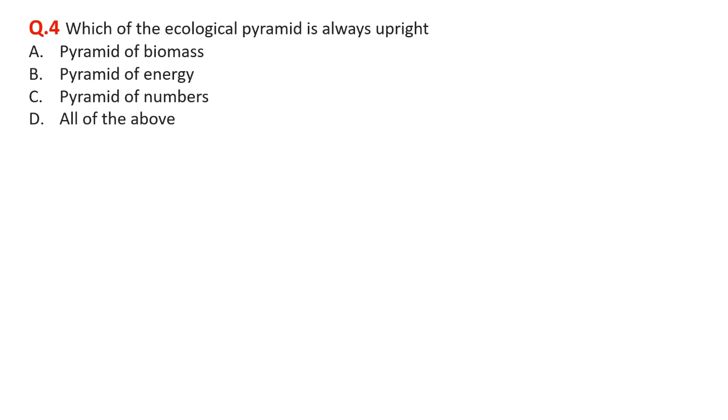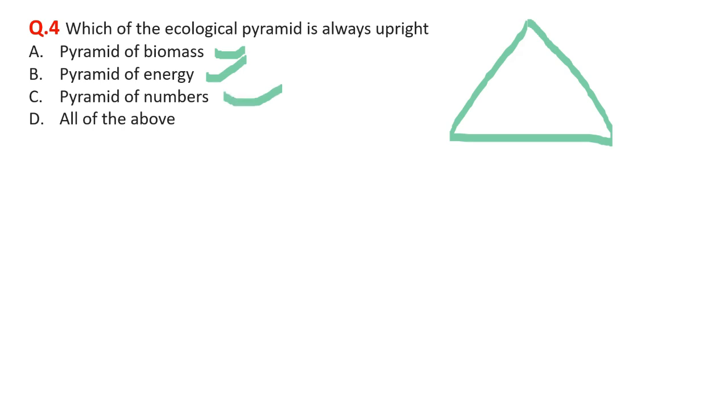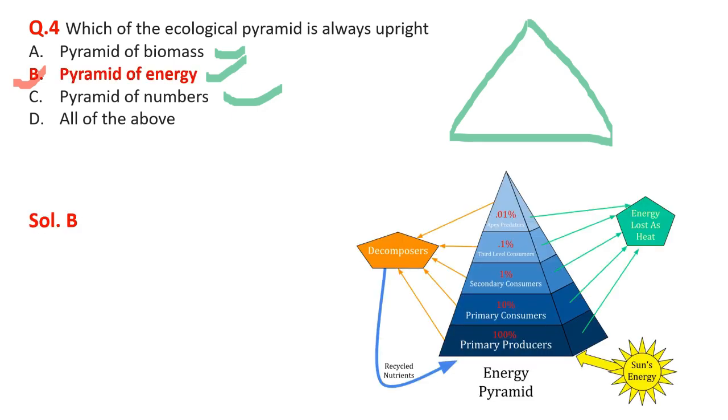So which of the ecological pyramid is always upright? So whenever, the ecological pyramid should be upright. So you had studied already, there are different types of pyramids which are designed based on the biomass, based on the energy, based on the numbers. So if you see here, the correct answer is option B, that is pyramid of energy.